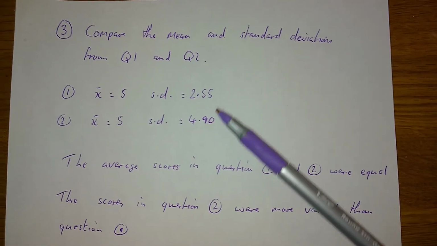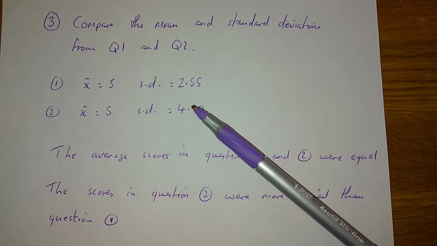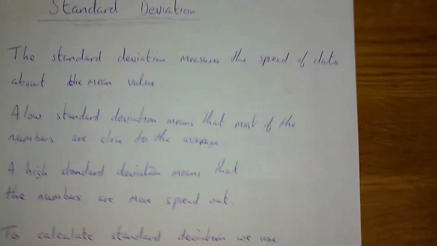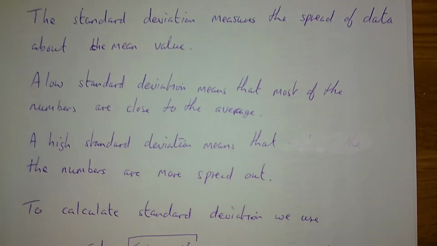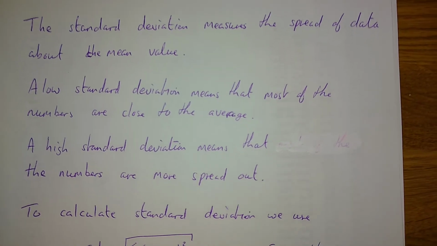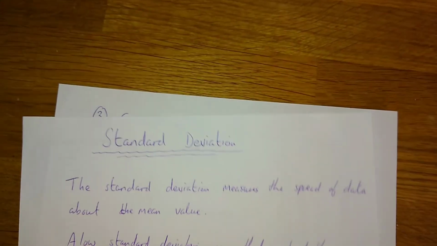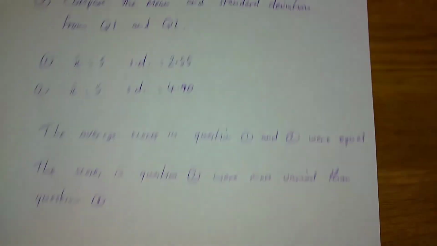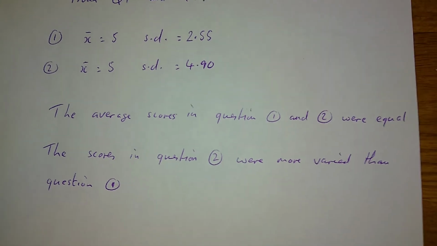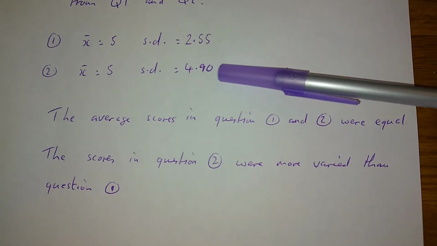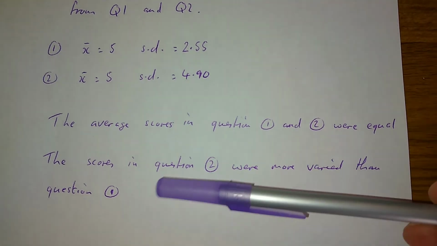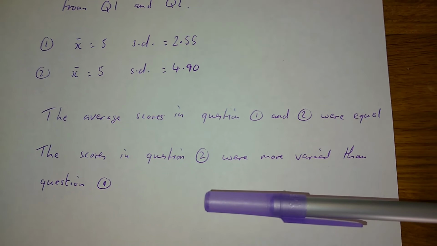Now I'm going to compare the standard deviations together. Again, going back to the very first page here, a low standard deviation means that most of the numbers are close to the average. A high standard deviation means that the numbers are more spread out. So because we've got 2 standard deviations, we're basically comparing them to get an idea of how spread out the data values are. So question 2, standard deviation's higher, so the scores in question 2 were more varied than question 1. Again, I'm not using the word standard deviation there.